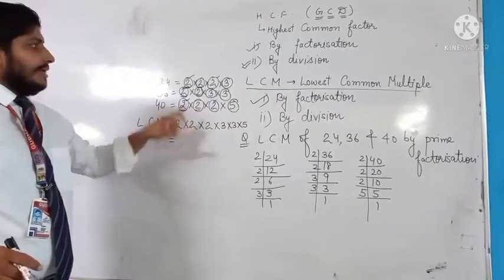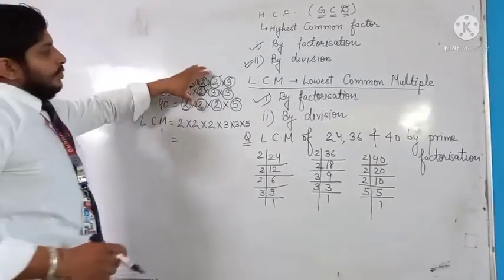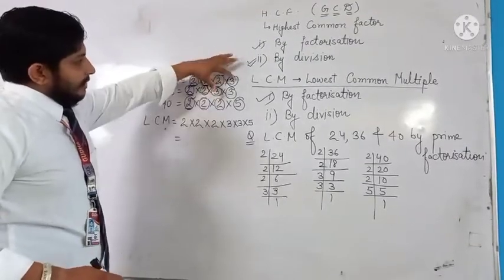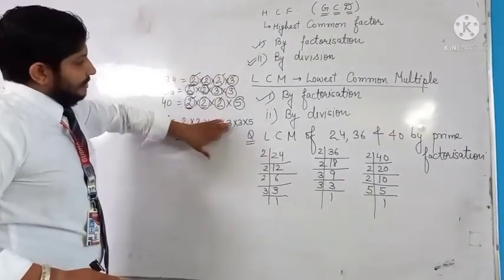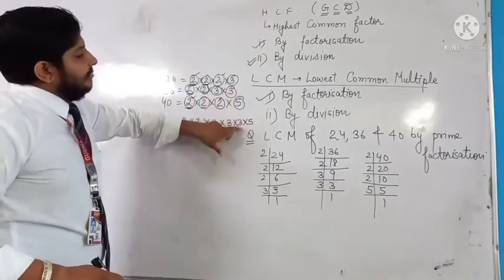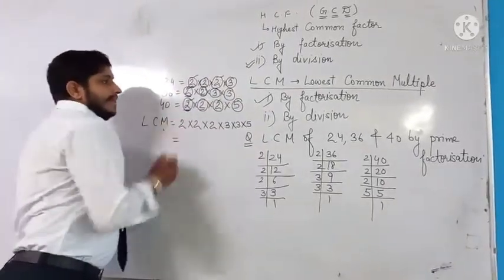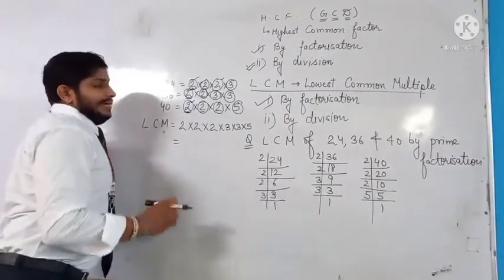Then in the remaining, 2 is here and here, so from these we write only one time. 3 is here and here also. We write this 3. Then this 3 is left. We write it in multiplication. 5 is left. Then we write 5 in multiplication. Okay. Then try to make an easy multiplication.